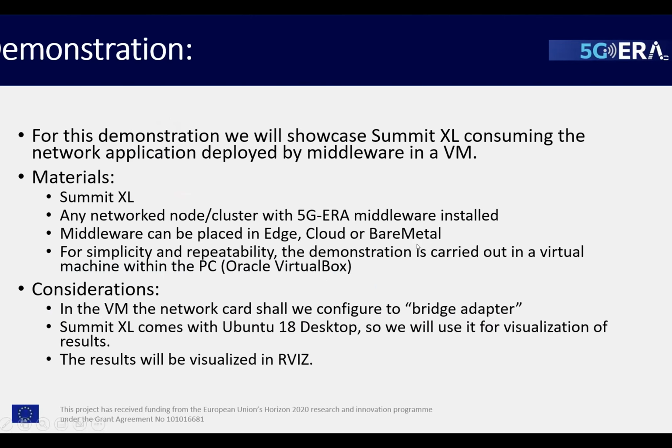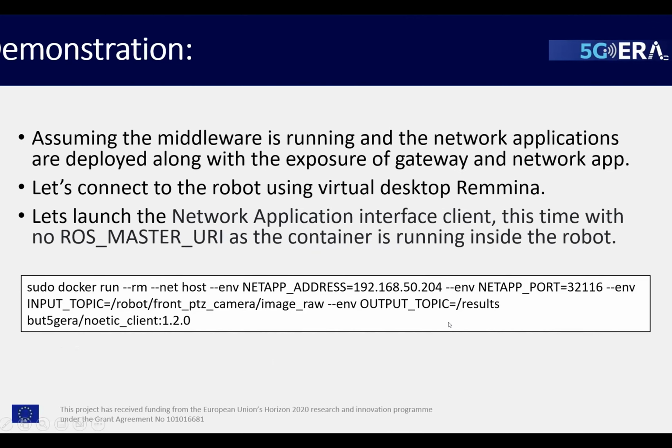Obviously, the performance is a little bit not so much better compared to running it on bare metal, but we will be running it anyway. So the only consideration is that for this demonstration to run smoothly, we will configure the network card to use a bridge adapter, and then we will be using RViz inside the robot. Since this robot has Ubuntu desktop installed, we can log into the robot using Remmina or another remote desktop program, and we will just launch RViz for visualization of the results.